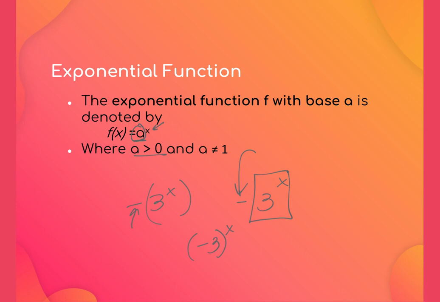And it can't be 1. A can't be 1 because then it's not exponential, right? If 1 is raised to the power of 1, or 235, it's still 1. That's a flat line. These have some sort of growth.